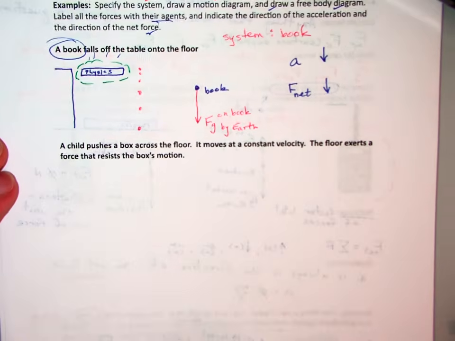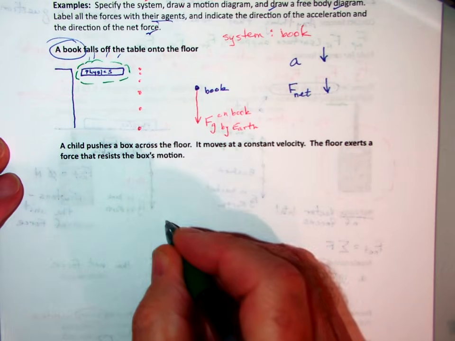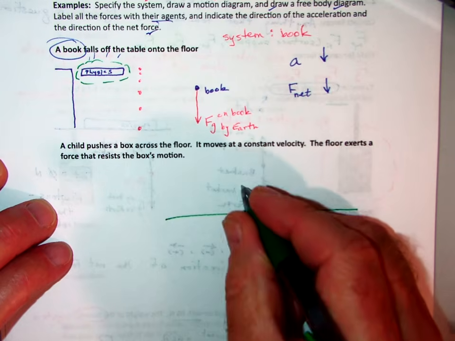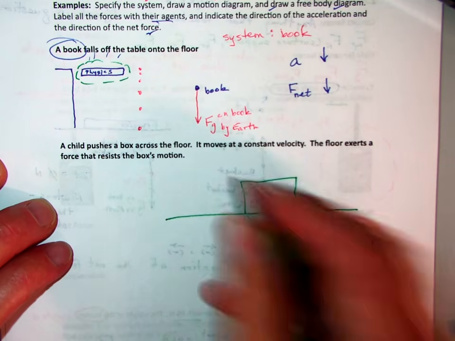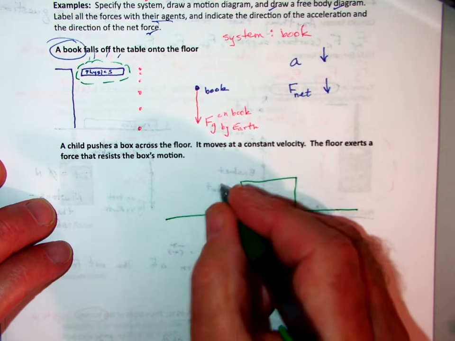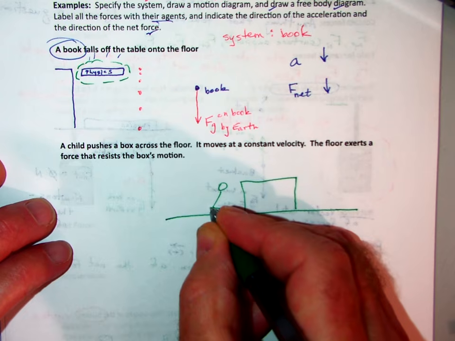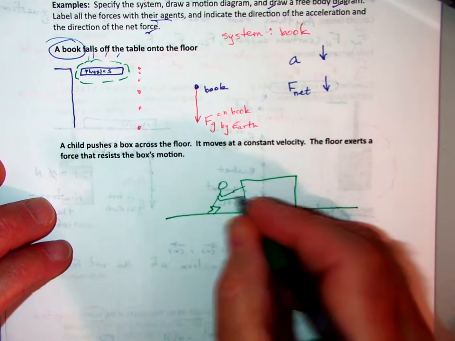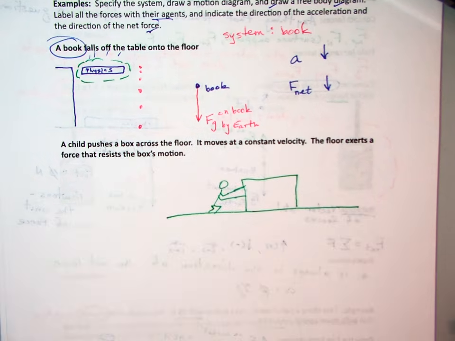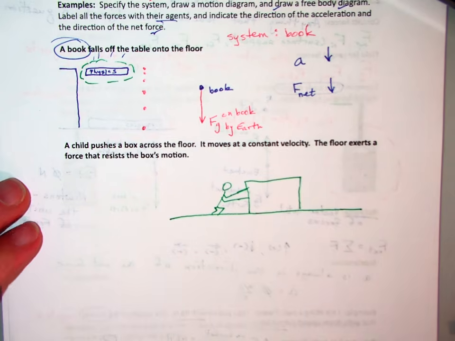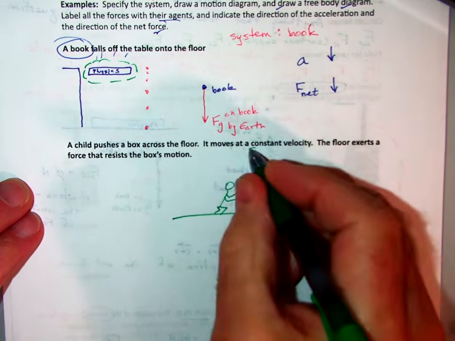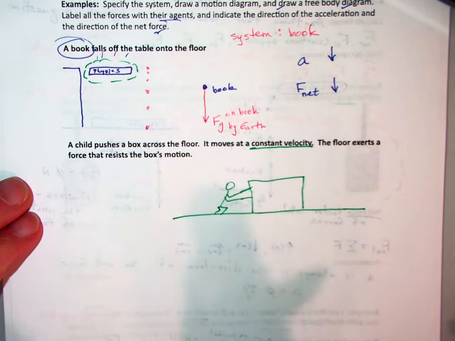And the final one on this page is a child pushing a box across the floor, and it moves at a constant velocity. So we've got this box on the floor, and it's a pretty big box, but we've got this child pushing this box. All right, so this child has freakishly long arms. But this child is pushing this box across the floor. It moves at a constant velocity, right?